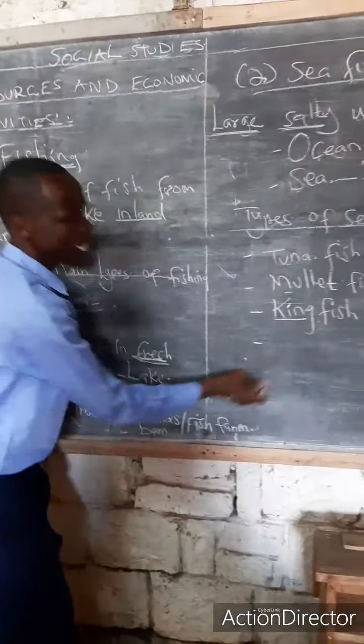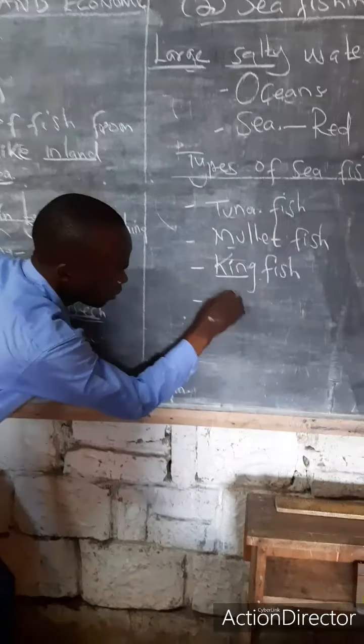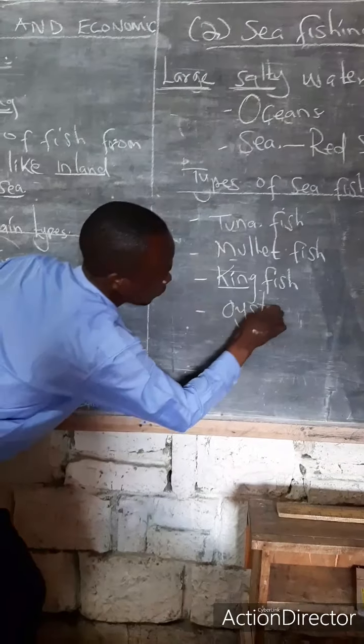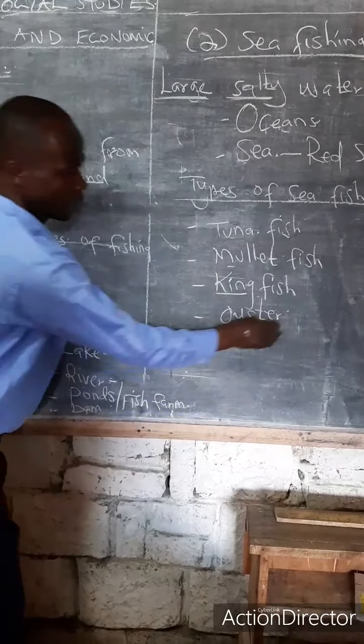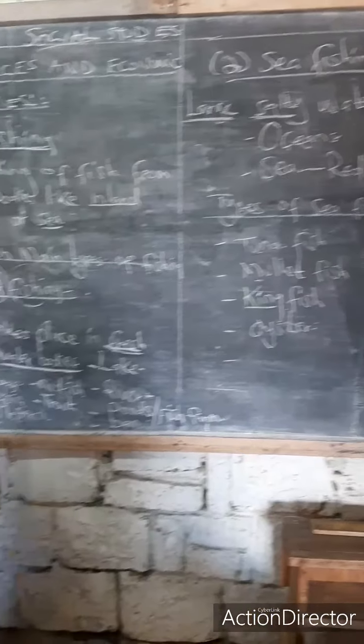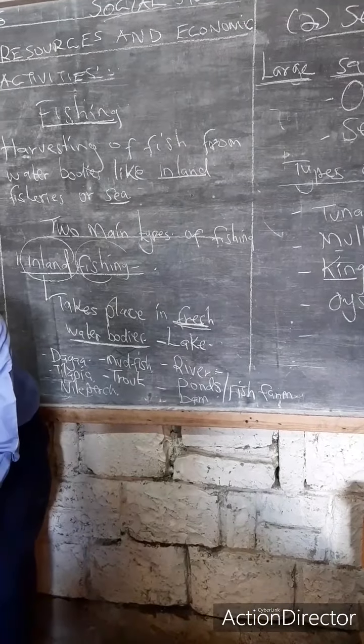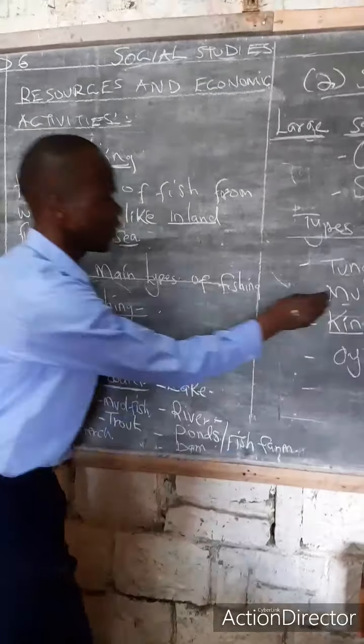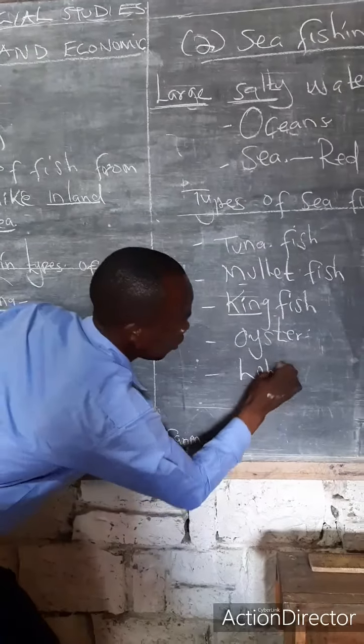So kingfish, and in addition to that, we also have others known as oysters. Correct spelling of oysters. These ones are those kinds of fish. Let me confirm for you the rest. Now, we have oysters. Another one is called lobsters.